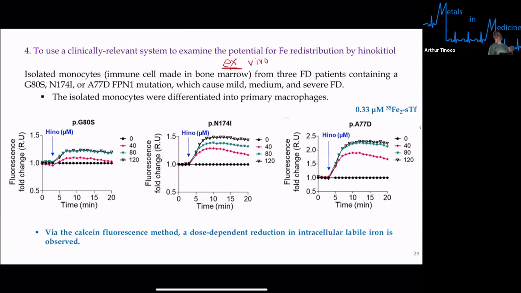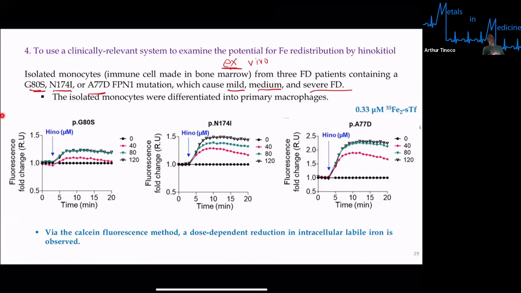And so what they did here was they isolated these monocytes. So these were immune cells that were made in the actual bone marrow. So they took it from bone marrow from 3 ferroporin disease patients. And so they had these mutations, G80S, N174I, A77D. So these are representation of mild, medium, and severe ferroporin disease. I don't really know the details of this. I'm just going to go by what they say.